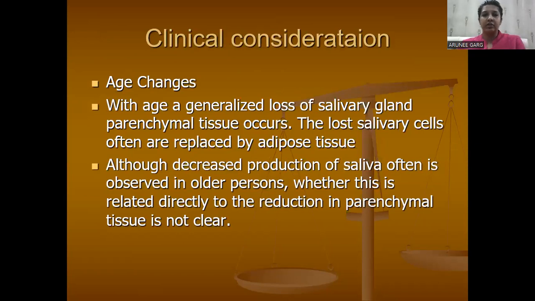Coming to the clinical considerations of the salivary glands. So the age changes with the salivary glands. First, with age, a generalized loss of salivary gland parenchymal tissue occurs. The lost salivary cells often are replaced by adipose tissue. Although decreased production of saliva often is observed in older people, whether this is related directly to the reduction in parenchymal tissue is not clear.